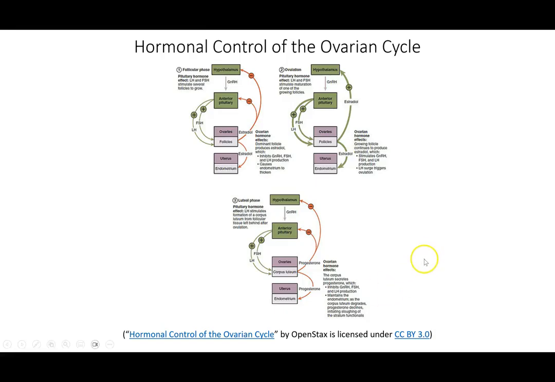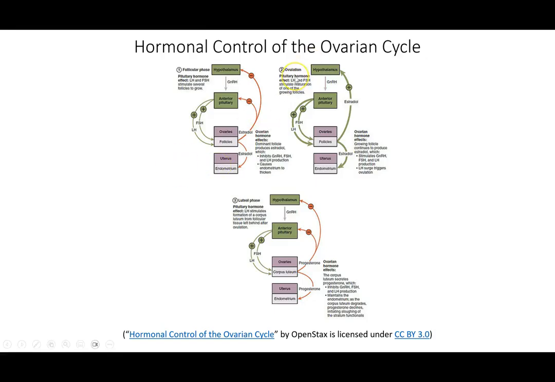So here's some graphics. The hypothalamus signals that gonadotropin releasing hormone to the anterior pituitary, which sends LH and FSH to the ovaries to stimulate the egg and follicle to develop and keep moving. Some of those estrogens will also go to the uterus. We'll talk more about that when we cover the uterine cycle.